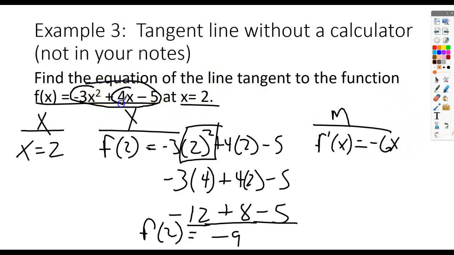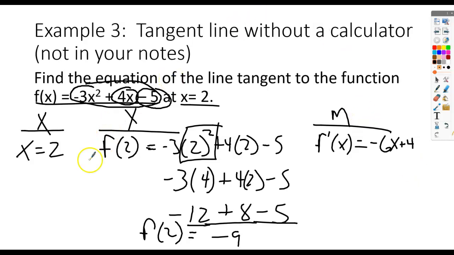Now we're going to take the derivative of this one. Now this is a constant multiple rule when you just have an x here. The derivative of mx is always just the m. So that's going to be 4. And this is a constant. So the derivative of a constant is always 0. You could write plus 0, but I'm not going to. It's a waste of time. So that's my derivative.